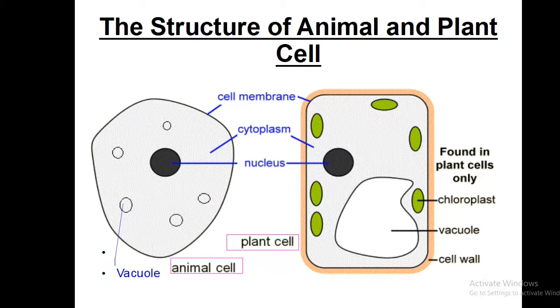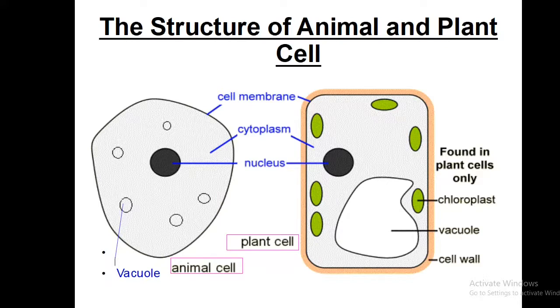And now we have the vacuole. So what is the vacuole? The vacuole is found in both the animal and the plant cell. The vacuole in the plant cell is one big vacuole, unlike the animal cell. The animal cell contains many small vacuoles.